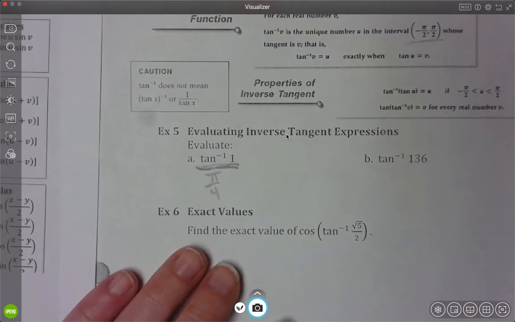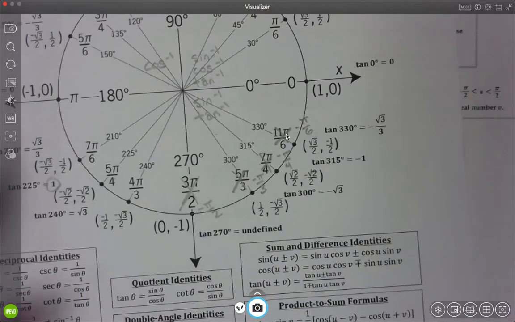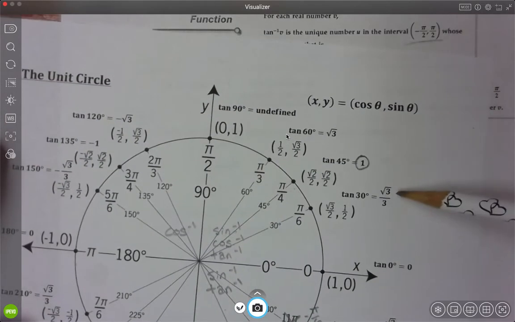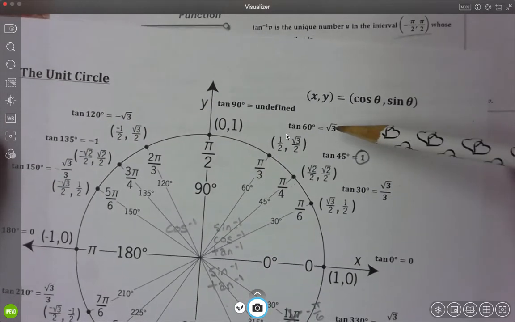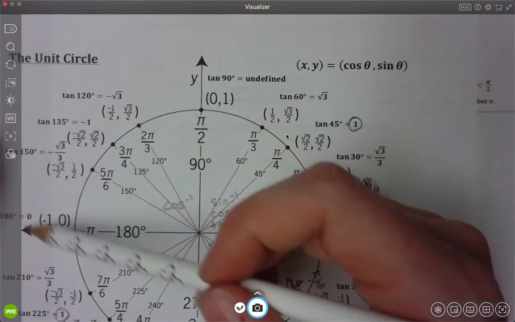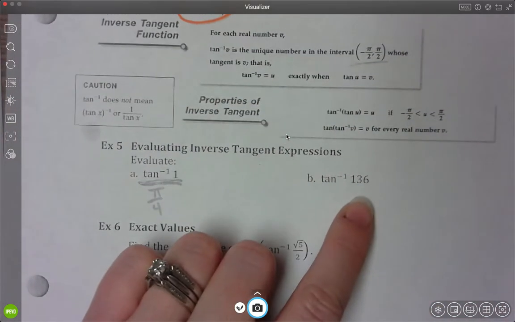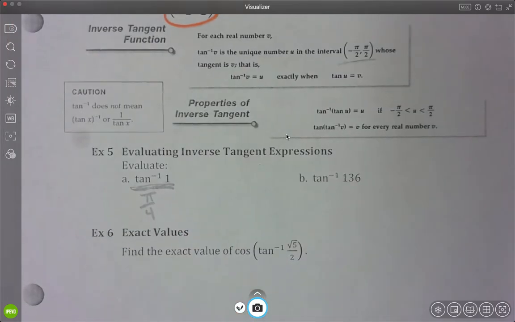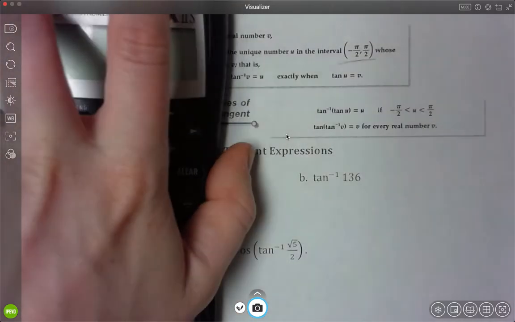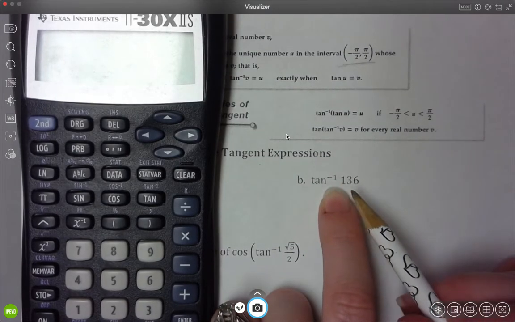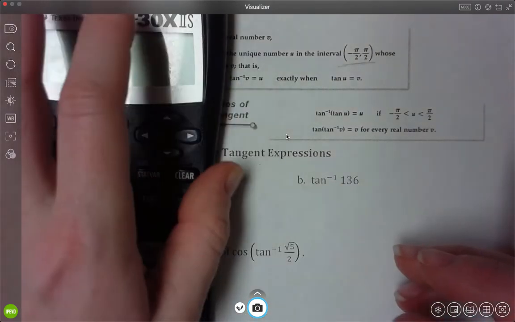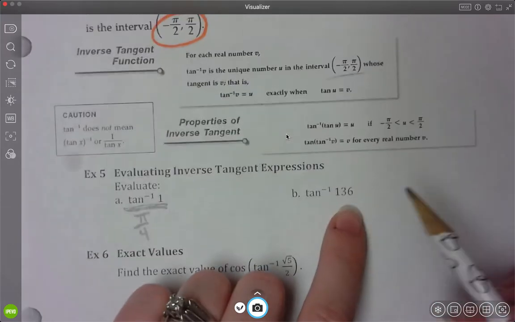Now, this next one is saying inverse tangent of 136. Okay, on my unit circle, if I'm looking at tangents, I only have like square root of 3 over 3, or 1, or the square root of 3, or undefined, or any of those all the way around. I do not have a 136 on my unit circle. So what do I do? I am going to use my calculator. Okay, this is saying evaluate and find where tangent is 136.